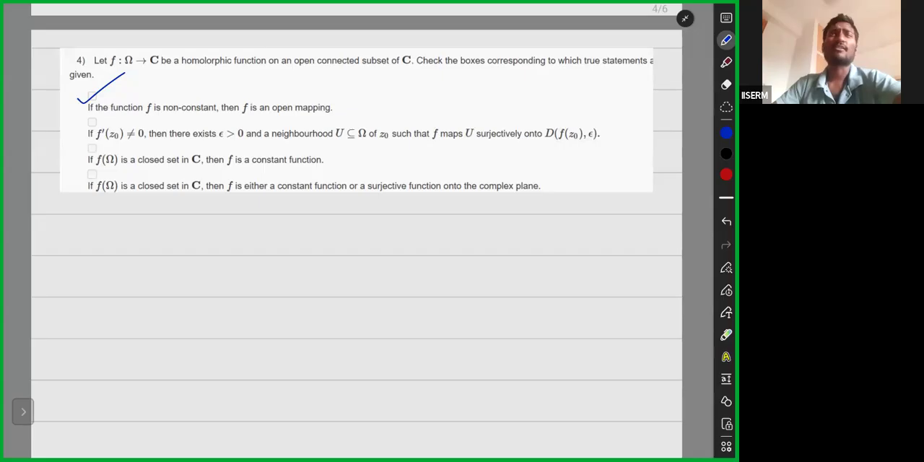This is in video number 30 or 31, maybe 30. Okay, so the next part: if f prime at z naught is non-zero, then there exists an epsilon neighborhood and a neighborhood Q such that f maps Q surjectively onto it. Yeah, this is used in the open mapping theorem. This is also a theorem.